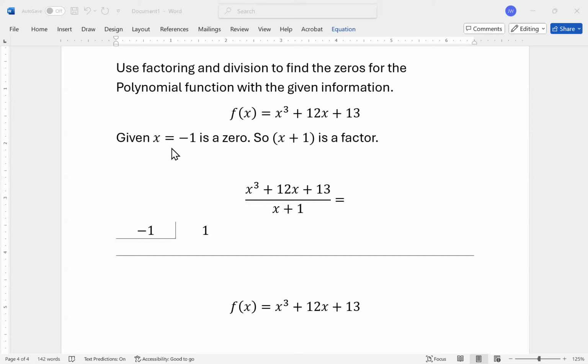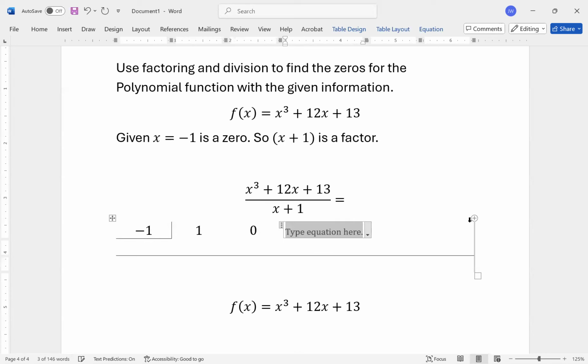All right, so given that x is -1 is a 0, we know that x plus 1 is a factor. We're going to take our cubic polynomial and divide it by x plus 1. So I put a -1 in the box, and then I put coefficients of that cubic polynomial in the first line. Now be careful, we don't have an x squared term. We have to have a placeholder for that. So we put 0 as the placeholder for the x squared term. Other than that, it's pretty straightforward.